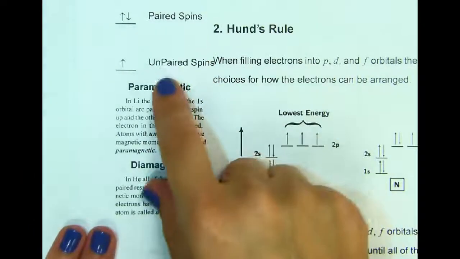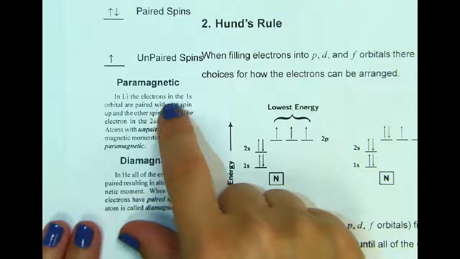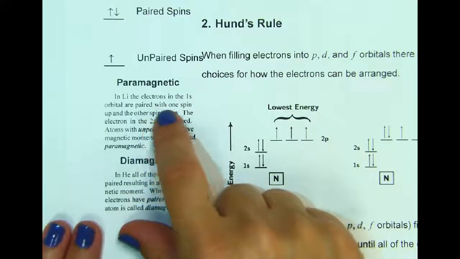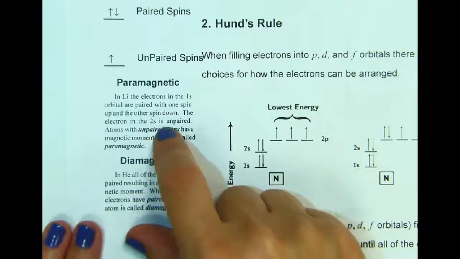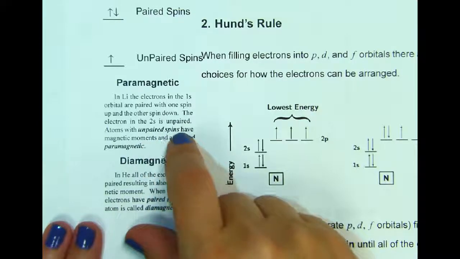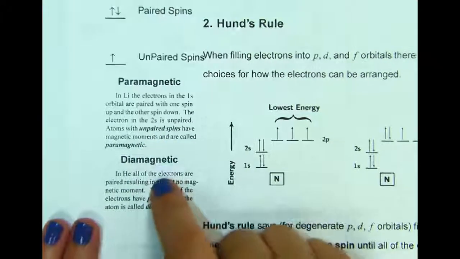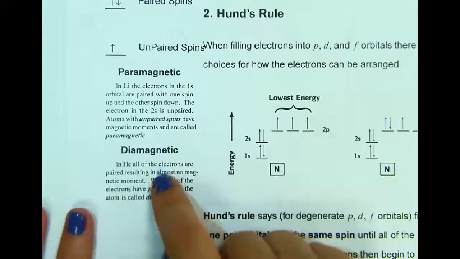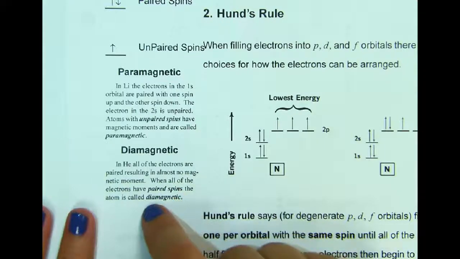Paired spins, unpaired spins. Paramagnetic. In lithium, the electrons in the 1s orbital are paired with one spin up and the other spin down. The electron in the 2s is unpaired. Atoms with unpaired spins have magnetic moments and are called paramagnetic. In helium, all of the electrons are paired, resulting in almost no magnetic moment. When all of the electrons have paired spins, the atom is called diamagnetic.